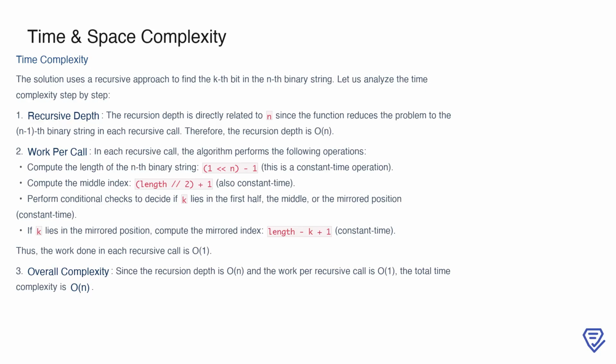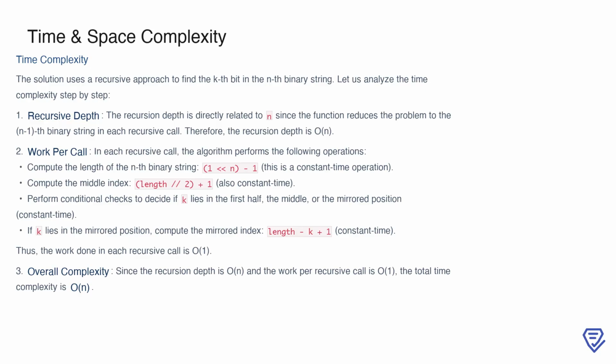To analyze the time complexity of our solution, we start by considering the recursive depth. Since the function reduces the problem to the (n-1)th binary string in each recursive call, the recursion depth is directly proportional to n, making it O(n). Now, let's look at the work done in each recursive call. Calculating the length of the binary string, the middle index, and performing conditional checks to determine the position of k all happen in constant time, O(1).